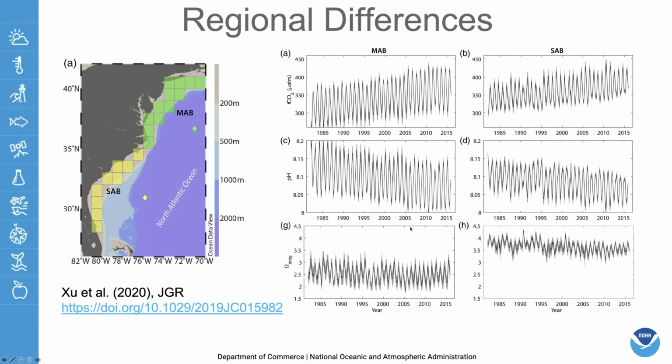If we look at aragonite saturation state in these two subregions, undersaturation will occur first in the MAB, where both the seasonal amplitude and the change in this amplitude over time is larger than in the SAB. Either way, in both cases, undersaturation will be observed here before it's observed in the nearby coastal regions.